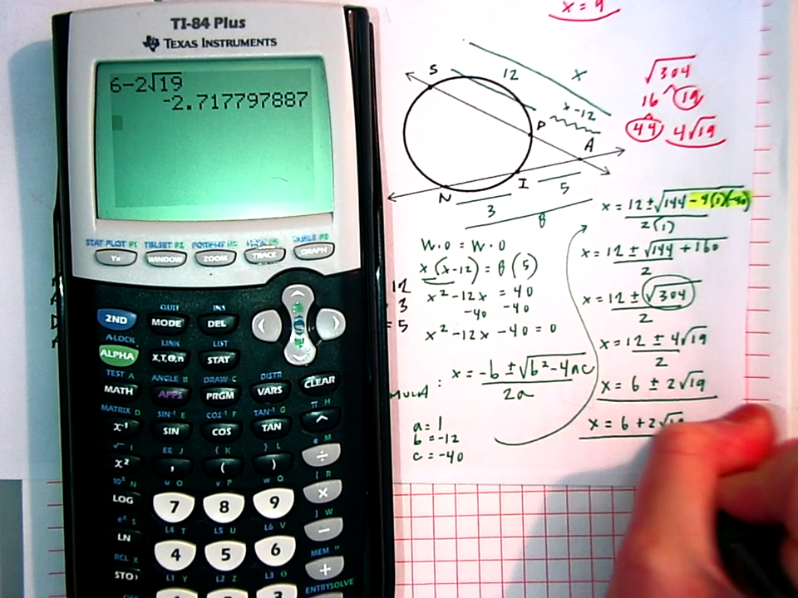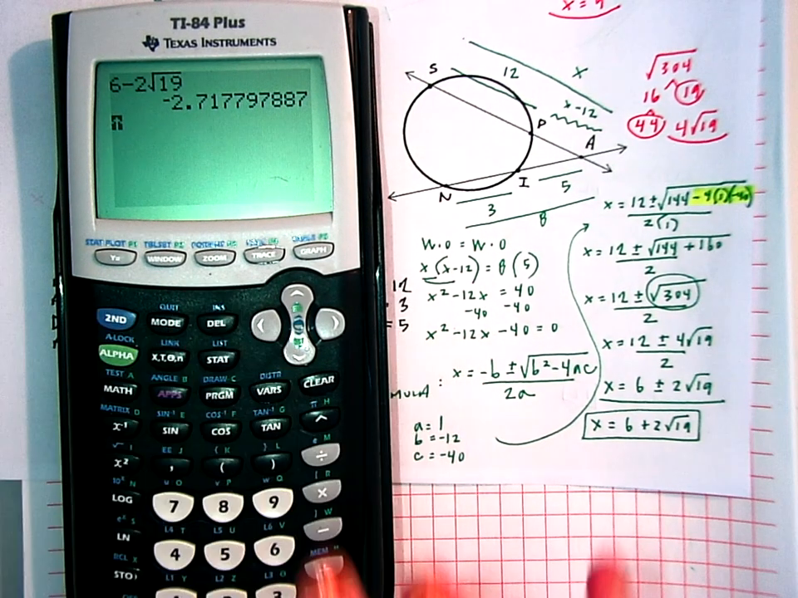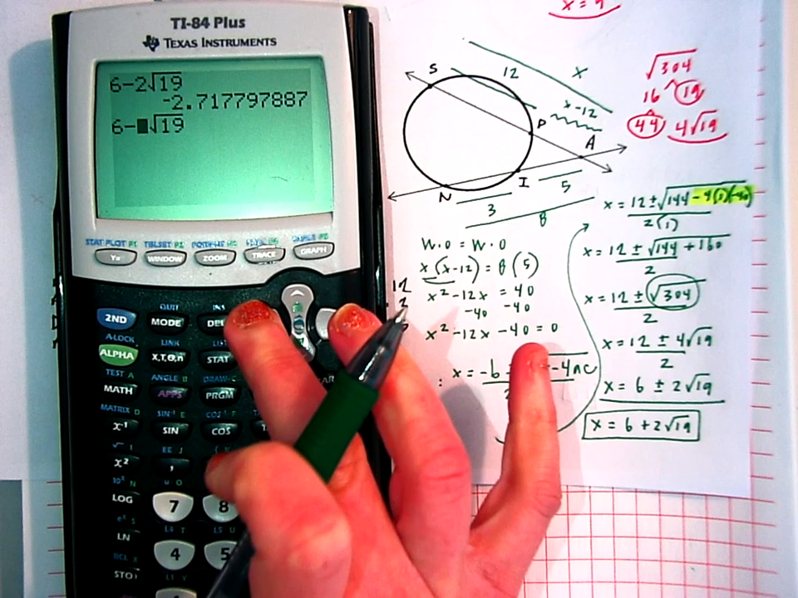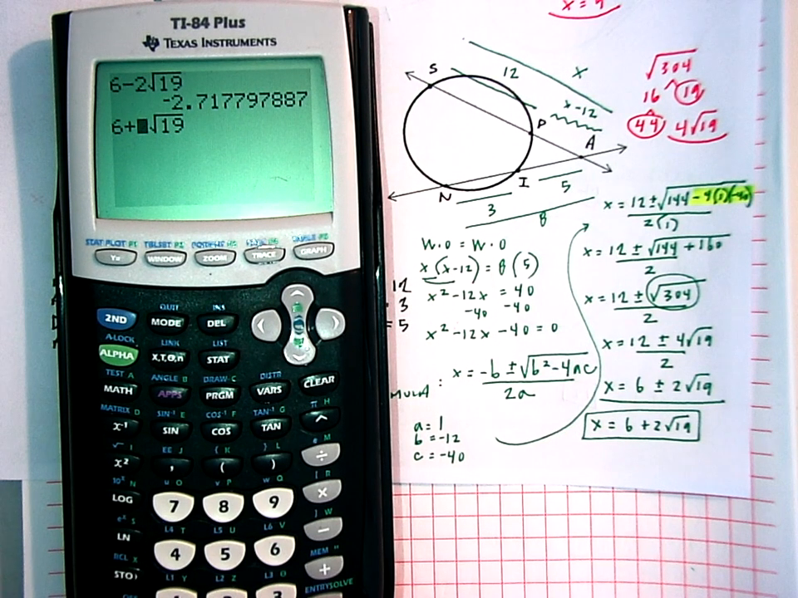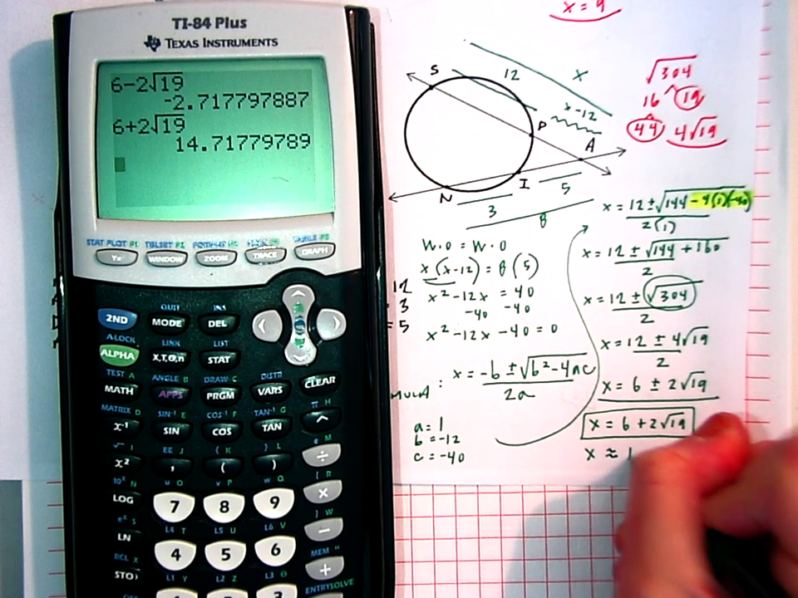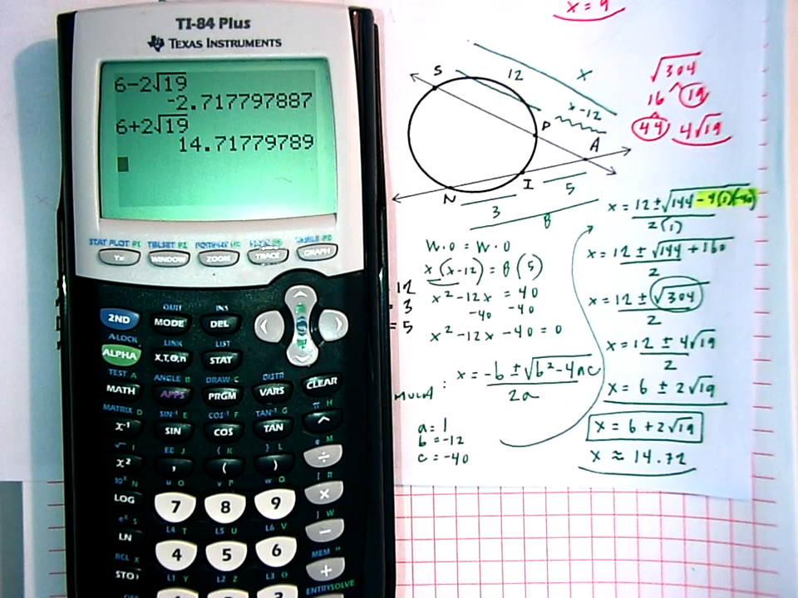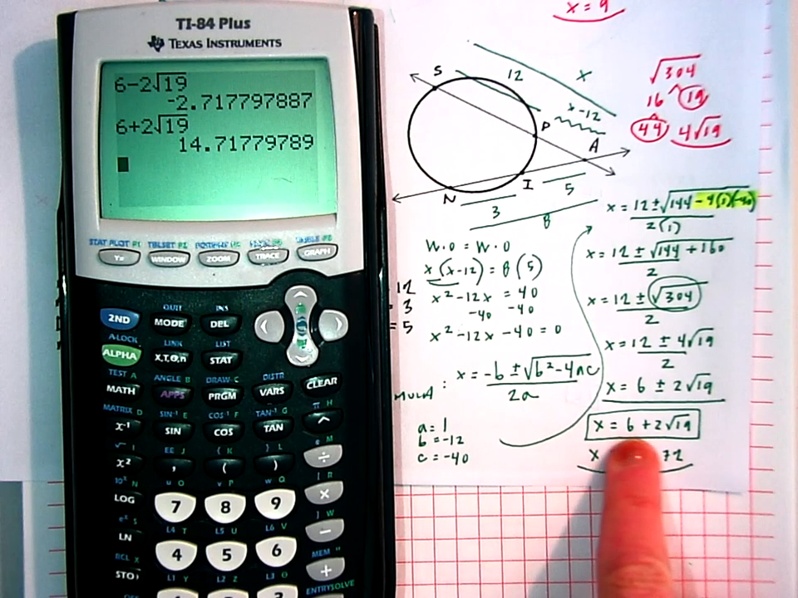That would be my exact answer in terms of a simplified radical. If I wanted to see what it is as a decimal approximation, because it's no longer precise, it's a rounded answer, I would get that x is approximately 14.72. I will always prefer a nice, precise answer. I want to see it the way that I boxed it right here.